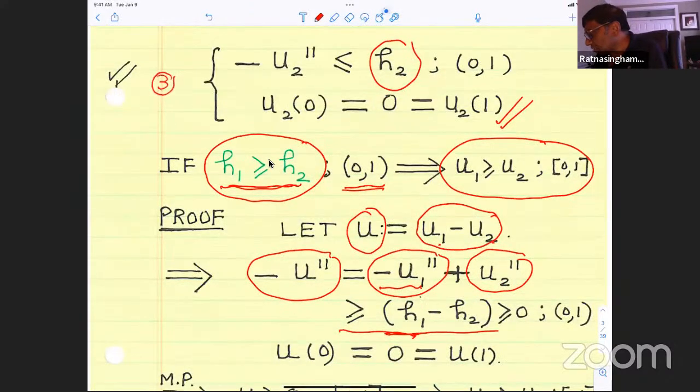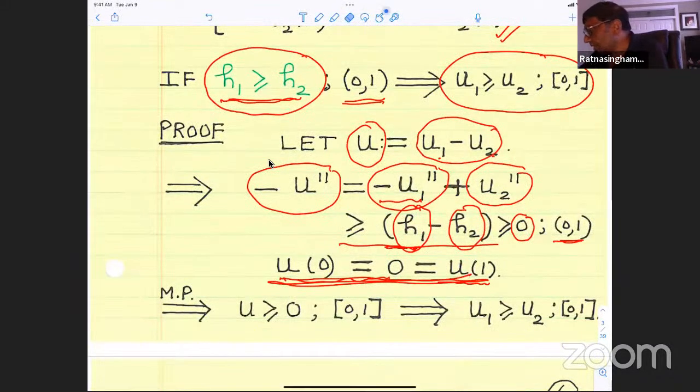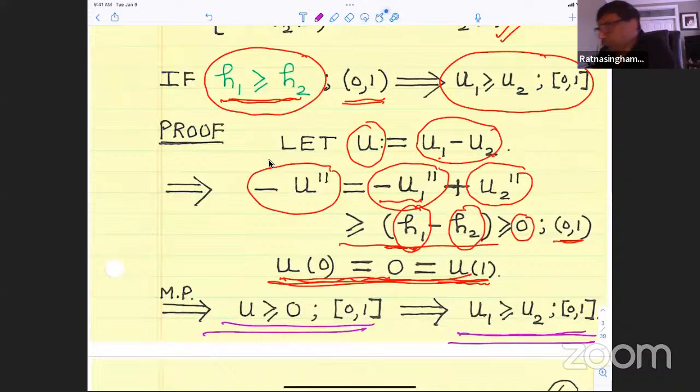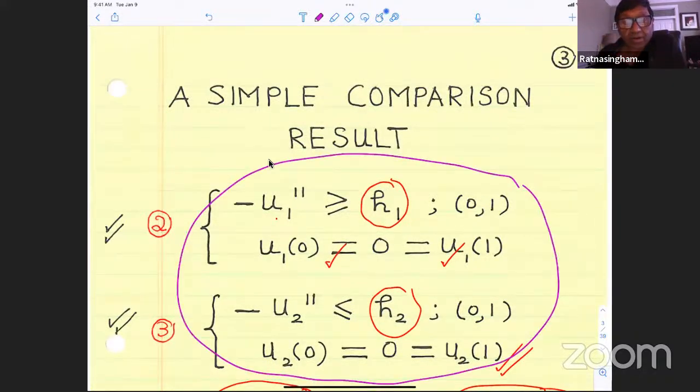But since I am already assuming here that h1 is greater or equal to h2, then this would be greater or equal to 0. Since u1 and u2 are 0 at 0, u will also be 0 at 0, and u will also be 0 at 1. So you see that the difference between u1 and u2, which I called u, is satisfying exactly what we talked about in the previous slide: minus u double prime is greater or equal to 0 on the interval 0, 1 with Dirichlet boundary conditions. So that means u would have to be greater or equal to 0 throughout the interval 0 to 1, which implies that u1 is greater or equal to u2. So this is a very simple comparison principle that we can come up with when you have a set of equations like that.